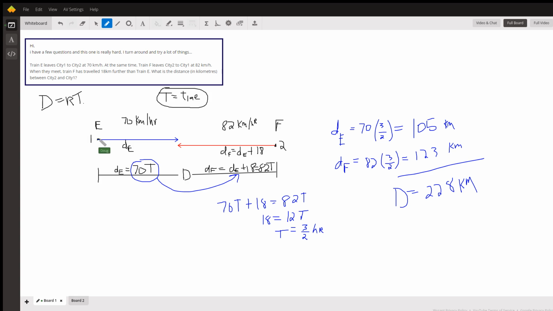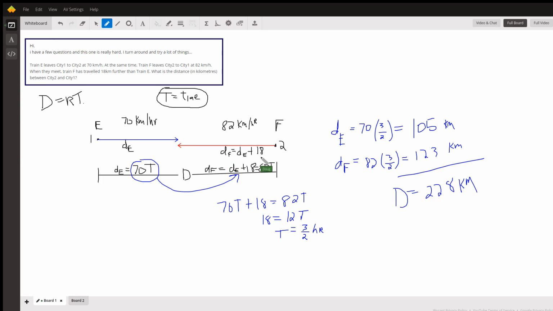City 1, train E, traveling this way, 70 kilometers per hour, using d sub E to represent the distance that train E travels. And over here we have City 2, train F leaving this way, heading in the opposite direction, hopefully on parallel railroad tracks instead of the same railroad track, at 82 kilometers per hour. And we're told that this red distance is 18 more than the blue distance. So I can say d sub F equals d sub E plus 18.